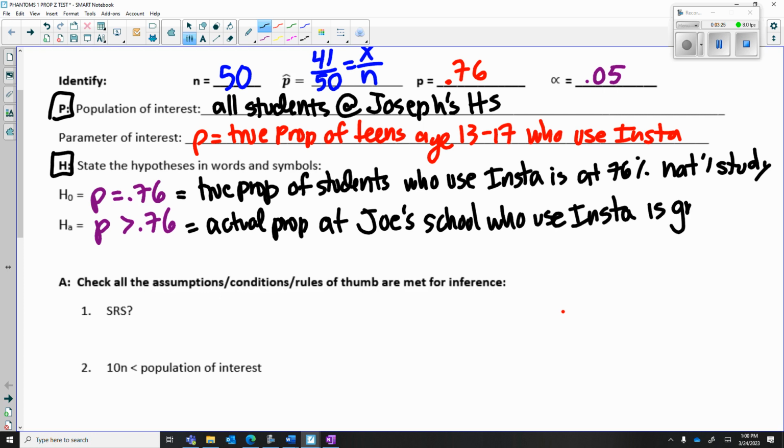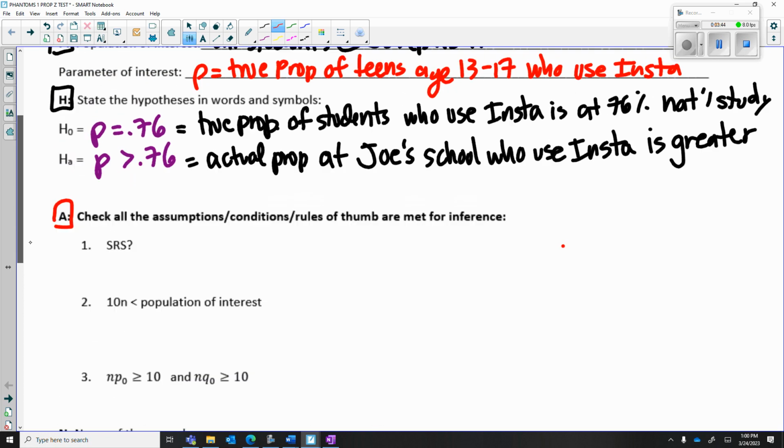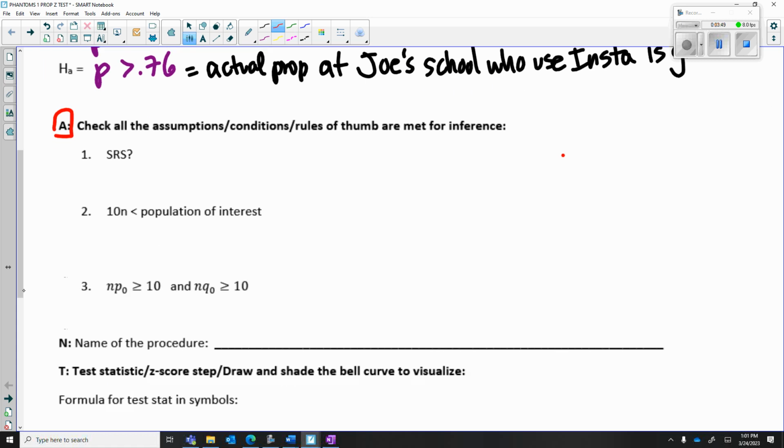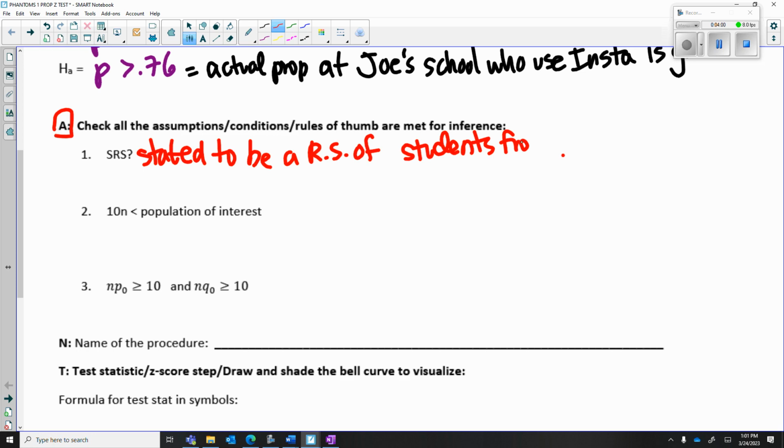All right, so once you have your two hypotheses, null and alternative, make sure you have them in both words and symbols. The words are helpful for when you get up to the conclusion step. You can refer back to your words. All right, so we're done with P, we're done with H. Now we're going to go to A, assumptions or conditions. We're going to check our assumptions, conditions, or rules of thumb. So the first one is, is it a simple random sample? It says he took a random sample of students from his school. All right, awesome. So that's met.